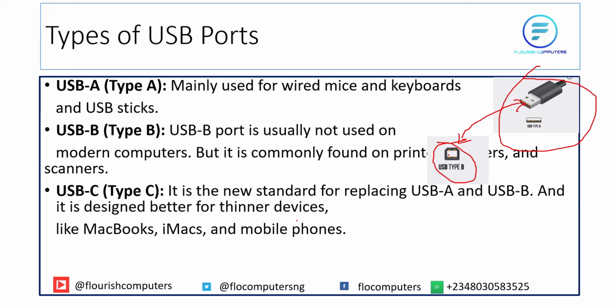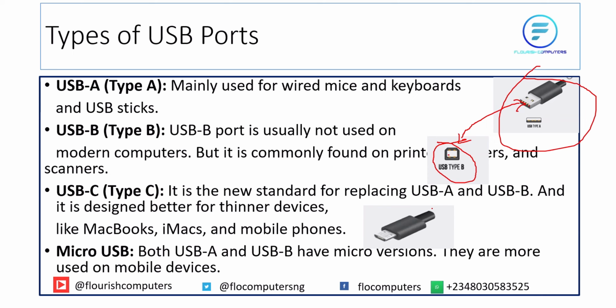Okay, so some are still using another type of USB, which we are going to talk about, but that's USB type C that we have, and this is how it looks like. It's different from type A, not as big as type A, and it's also different from type B. That is USB type C, and it's actually being used on mobile phones and all that.